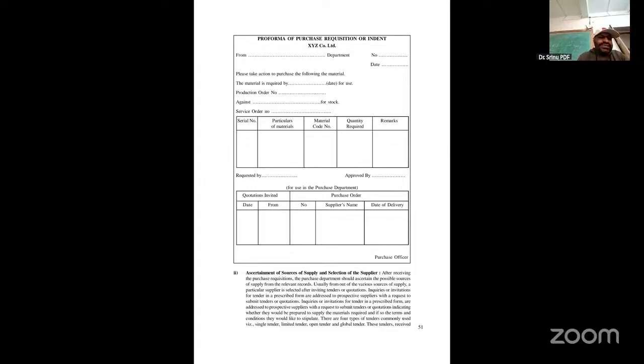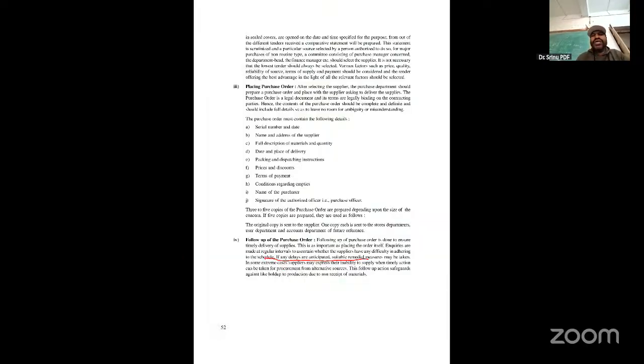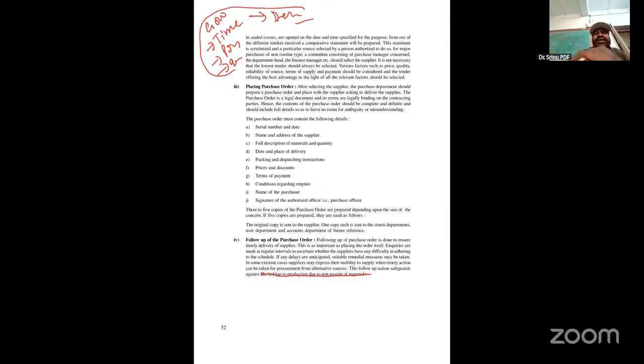Next, once they receive it, there is assignment of the source of supply, the selection. Assignment of source of supply means what? Where they want to purchase. Who are the suppliers? Who is the best supplier? How much supply they can provide, what time they are considering, what price they are charging, what quality they are providing, and is there any delay in delivery of goods. These are all factors we are going to be concerned about. Then we are going to give the order.